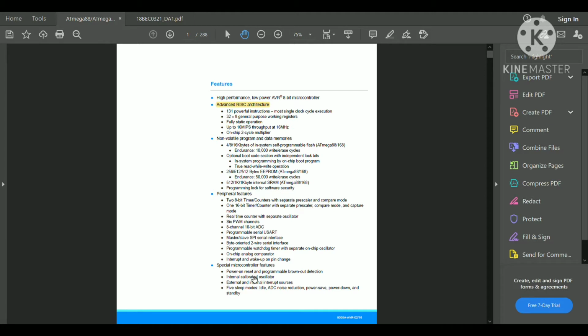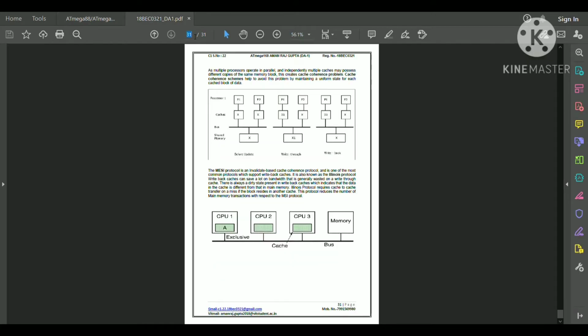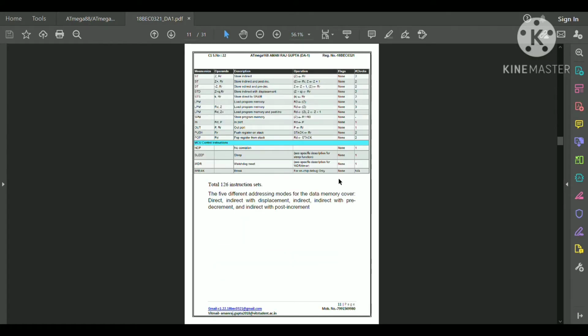Only a few controllers incorporate all three communication protocols, that is SPI, I2C and USART, and Atmega 168 is one of them. These protocols are widely used for setting up communication with external devices. Now, there are several instruction sets which I am going to show, which are being used here. A total of 126 instructions are used.